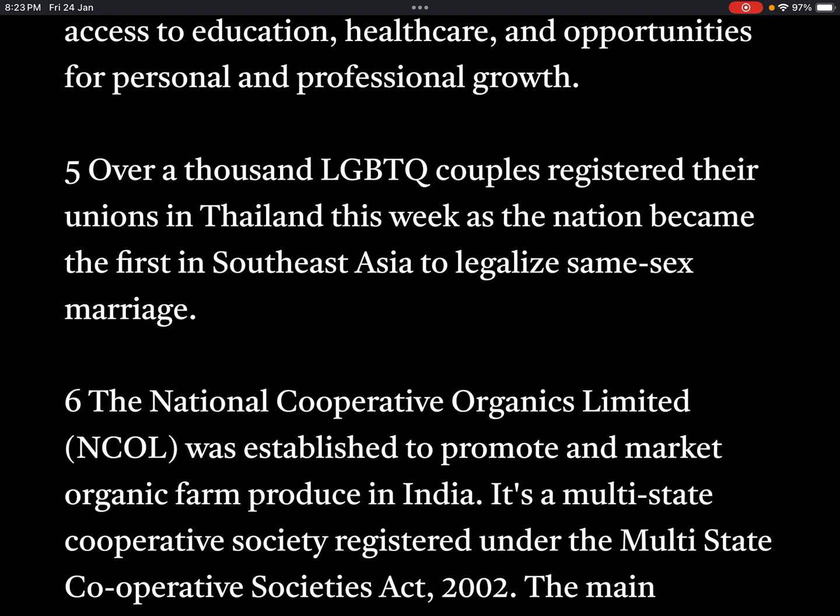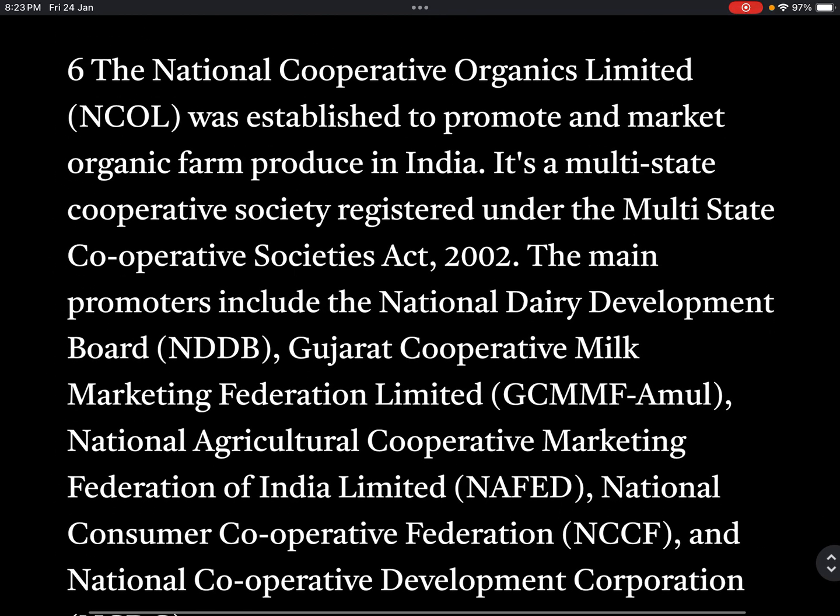they will ask it. Number 6, the National Cooperative Organics Limited was established to promote and market organic farm produce in India. It's a multi-state cooperative society registered under the Multi-State Cooperative Societies Act 2002. The Indian Union Home Minister, Mr. Amit Shah ji, has mentioned in one of his seminars that NCOL, the National Cooperative Organics Limited, was established to support organic farmers.